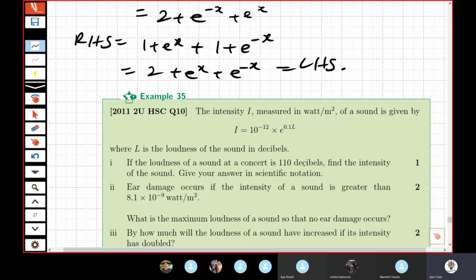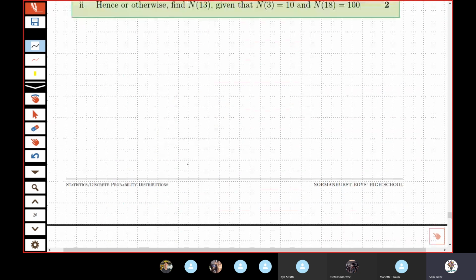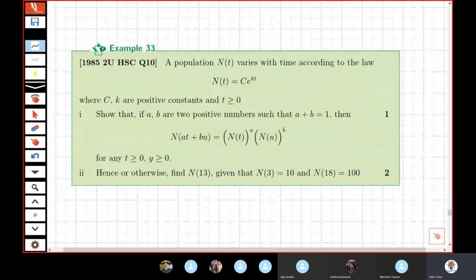Okay, let's look at this one. Oh, question 10 as well. Not yet. Let's do this question 10 first. A population N of t varies with time according to the law N of t equals C e to the kt. That N of t is just like saying f of x is equal to C e to the kx, right? Just so you guys know. Don't even let that worry you. Where C and k are positive constants and time is greater than 0, of course.